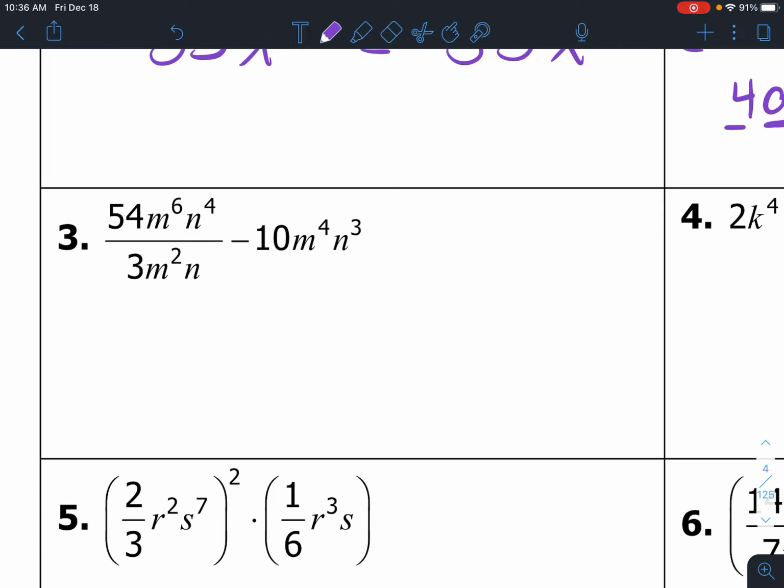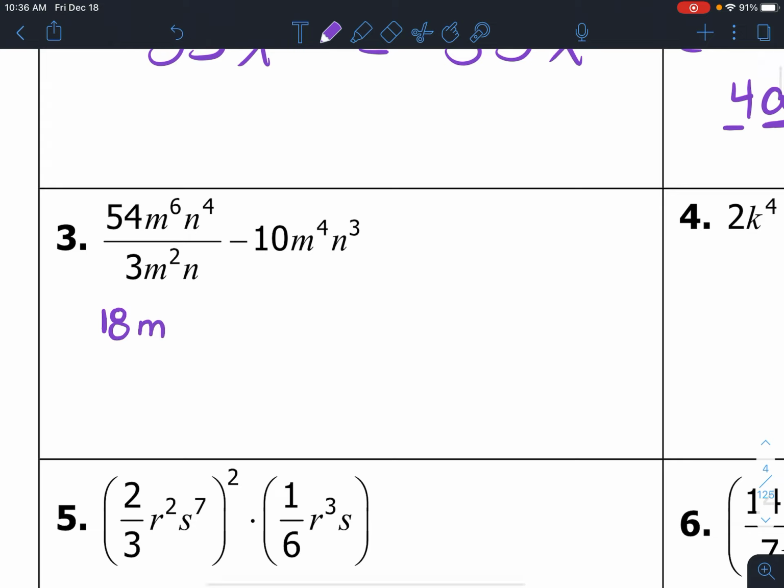So 54 divided by 3 is 18. M to the 6th divided by m squared. So there's 6 on top and 2 on the bottom. I can cancel 2 of them. And so I have m to the 4th. N to the 4th divided by n gives me n cubed. Minus 10m to the 4th n cubed.